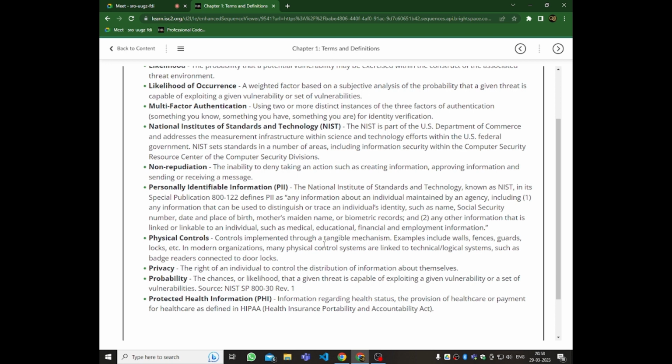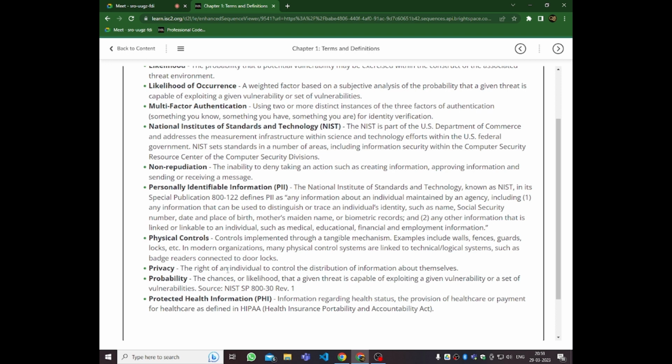Next is physical controls. Controls implemented through a tangible mechanism. Examples include walls, fences, guards, gates, locks, etc. In modern organizations, many physical control systems are linked to technical logical systems such as badge readers connected to door locks.